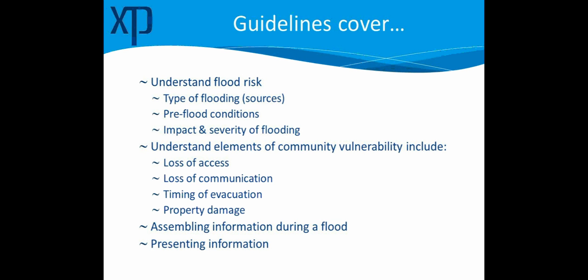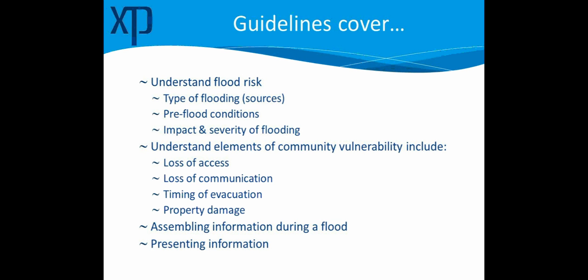And when we say community vulnerability, we mean the vulnerability of people and property. So it's not just about the loss of access for people. It's also about whether our hospitals, our critical utilities, water, electricity, and our emergency services can actually operate during a time of flood. The loss of access, the loss of communication for these types of services and property can be critical as to whether we can actually get people out safely.